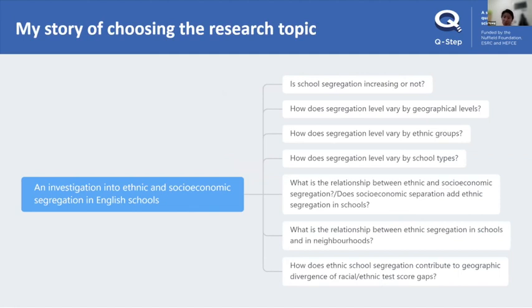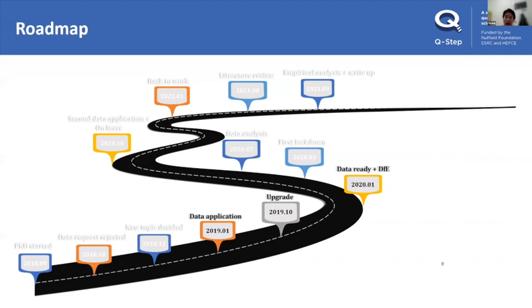How does segregation level vary by geography? London and the West Midlands are found to have the highest segregation level. How does segregation vary by ethnic group? South Asian is still the group with the greatest segregation level. And how does the segregation level vary by school type, etc., etc.? I'm currently working on the last 3 questions, so still quite a lot to do.